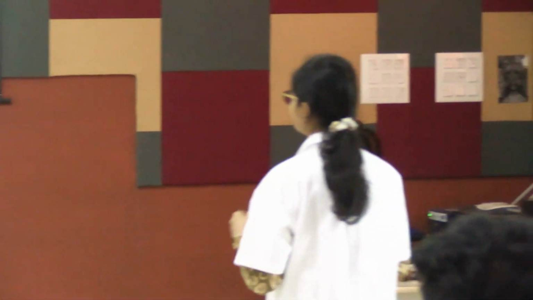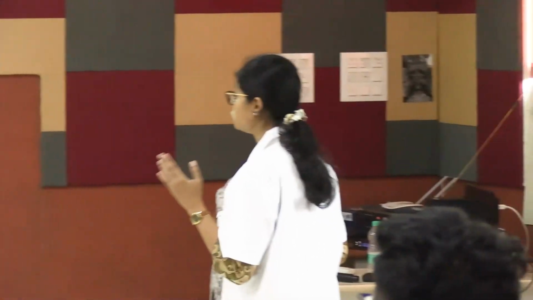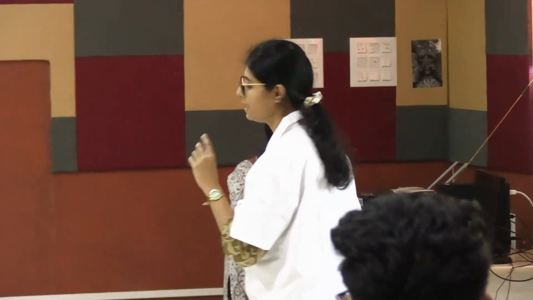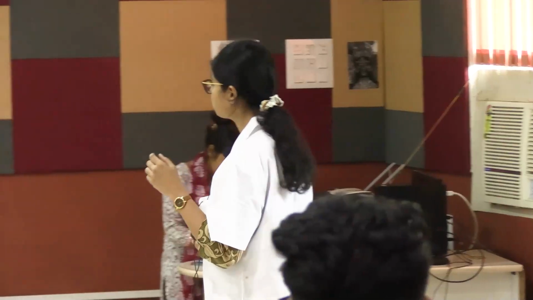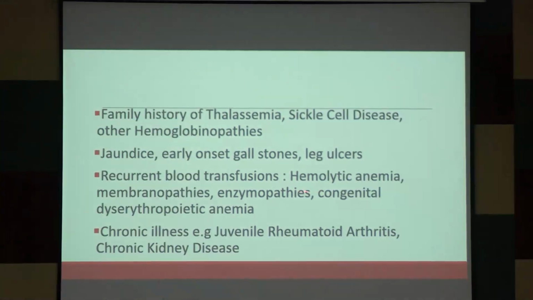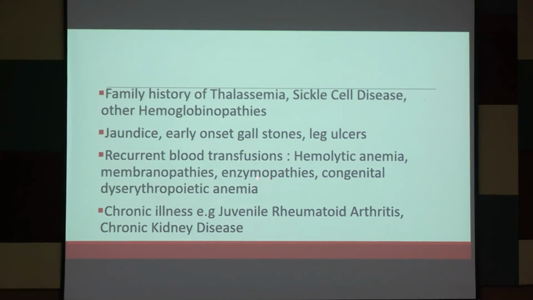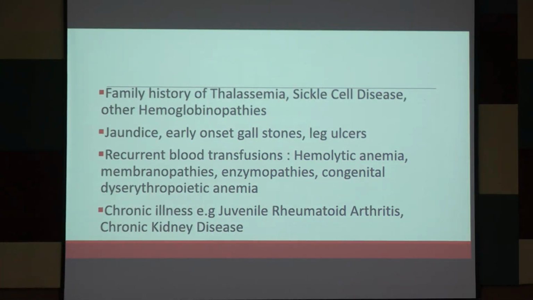Family history of thalassemia, sickle cell disease, any other hemoglobinopathies, jaundice again, early onset gallstones, leg ulcers. Leg ulcer is commonly found in sickle cell disease, hemolytic anemia. History of recurrent blood transfusions in hemolytic anemia, membranopathies, enzymopathy. Membranopathies are, you will be taught about this, hereditary spherocytosis. It's an important condition. Enzymopathy means G6PD deficiency, pyruvate kinase deficiency.